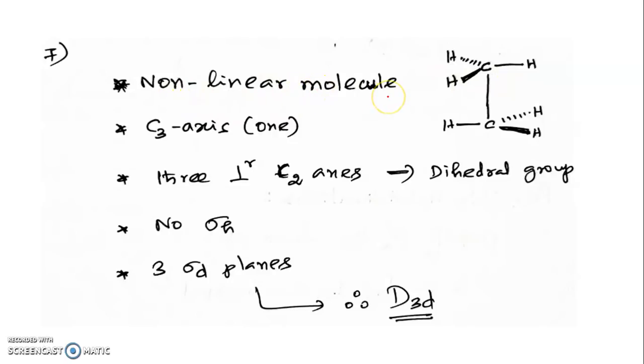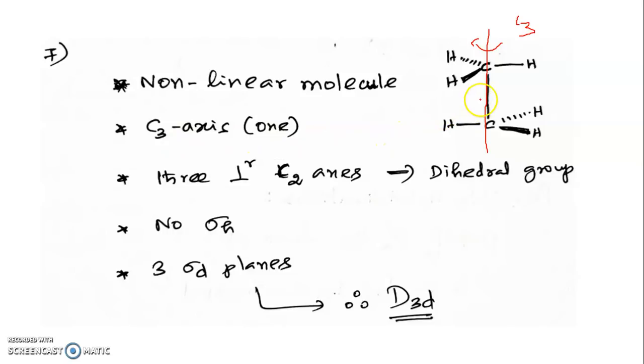Now you analyze what are the different symmetry operations present in the molecule. So here we have one C3 axis, right? C3 axis passing through carbon. If you rotate by 120 degrees, this hydrogen will come here, this hydrogen will go back, and that hydrogen will come here. So this molecule has one C3 axis. It has only one C3 axis.